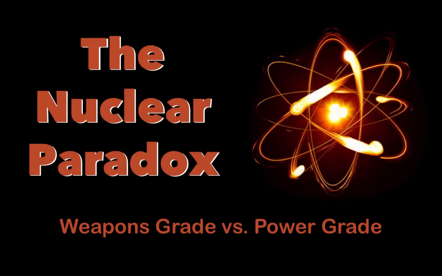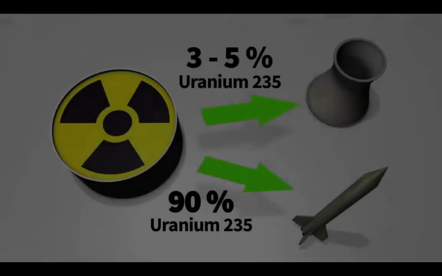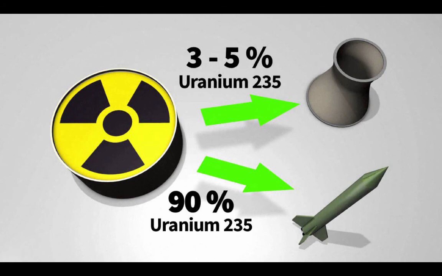So here is the nuclear paradox. The weapons grade versus power grade. We just talked about the idea of how nuclear energy can be used to produce electricity. But the uranium-235 is only at 3 to 5%. To make it weapons grade, you have to have 90% uranium-235 to go through the reaction.